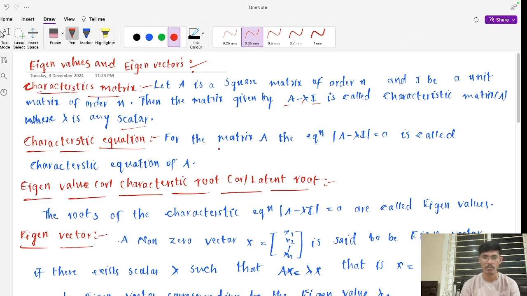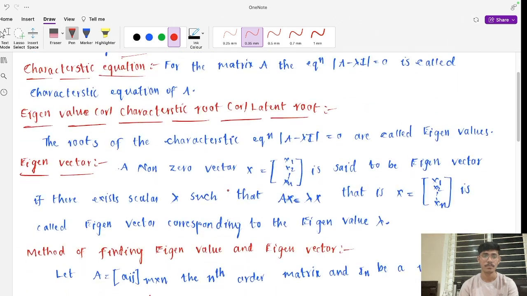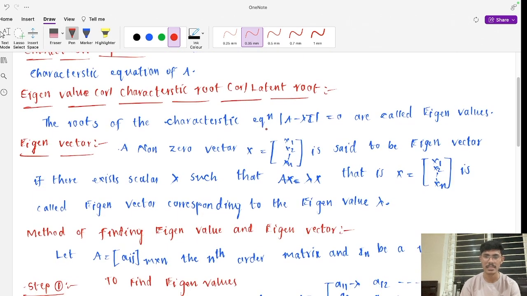Characteristic equation: for the matrix A, the equation mod of A minus lambda I equal to 0 is called the characteristic equation of A. Eigenvalues are also called characteristic roots or latent roots. The roots of the characteristic equation mod of A minus lambda I equal to 0 are called eigenvalues.